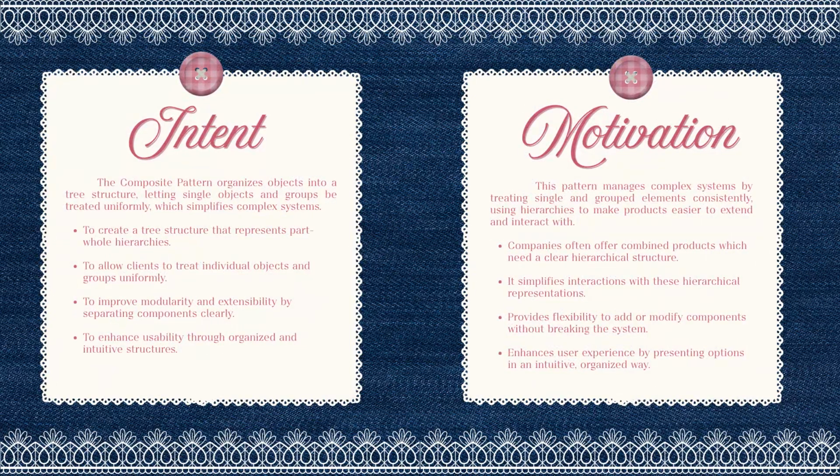Intent: the composite pattern organizes objects into a tree structure, letting single objects and groups be treated uniformly, to create a tree structure that represents a part-whole hierarchy. To allow clients to treat individual objects and groups uniformly, to improve modularity and extensibility by separating components clearly, and to enhance usability with an intuitive structure.